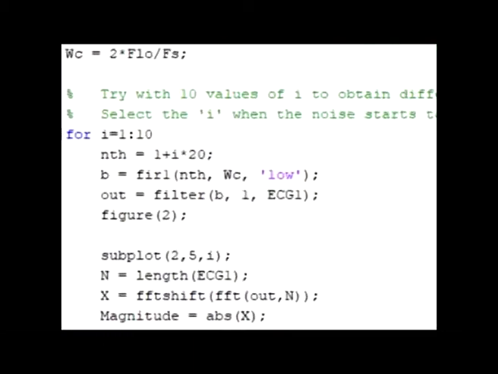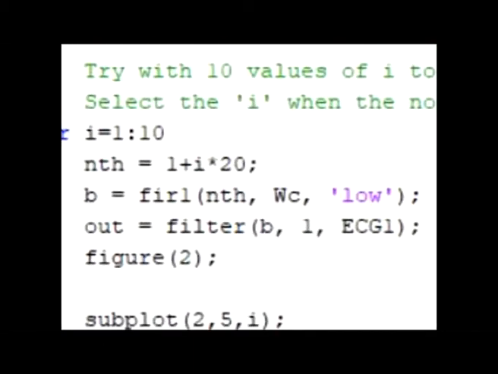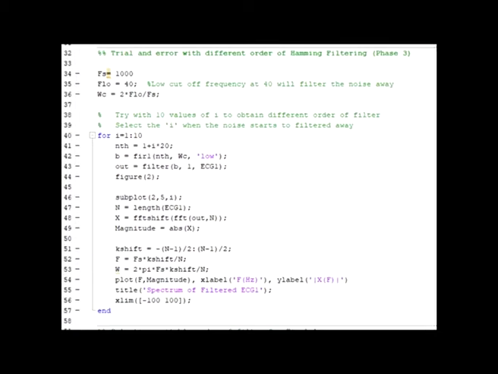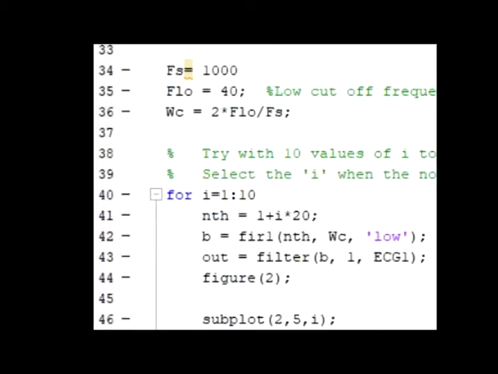To use the FIR1 function in the MATLAB coding, we need to decide our filter order in order to smoothly filter the noise from ECG1. We apply the for loop function to help us try different orders, starting from I equals 1 until I equals 10.